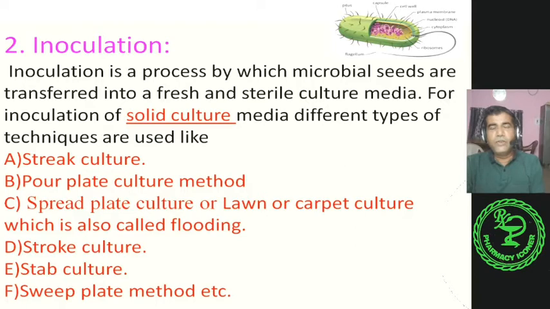So, now inoculation. Inoculation is a process by which microbial seeds are transferred into a fresh and sterile culture media. For inoculation purposes, we use different types of techniques, like streak culture method, pour plate culture method, spread plate culture method, stroke culture method, stab culture method, sweep culture method, etc.